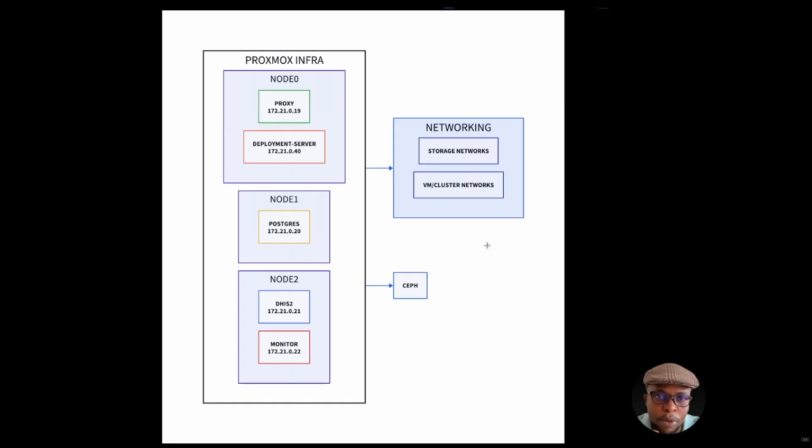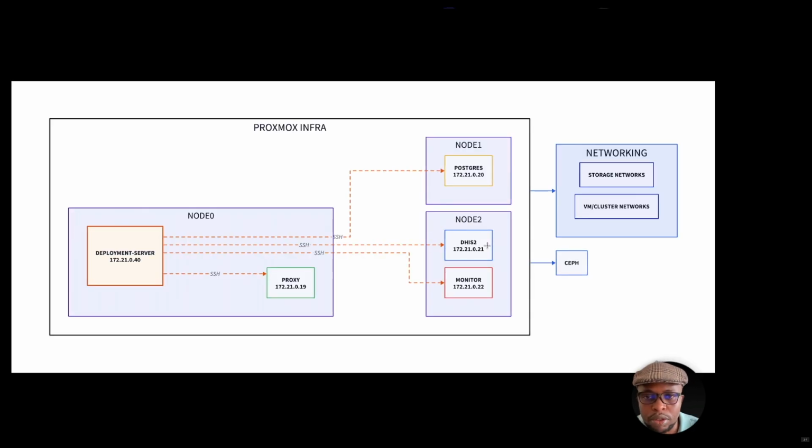Right now, I'm just going to mention that I have two networks. One is the virtual machine network, the local area network, and another is the storage area network that Ceph is using underneath. So the deployment server really needs to have SSH connection to the proxy, Postgres, DHIS2 server and the monitor just to run the deployment.